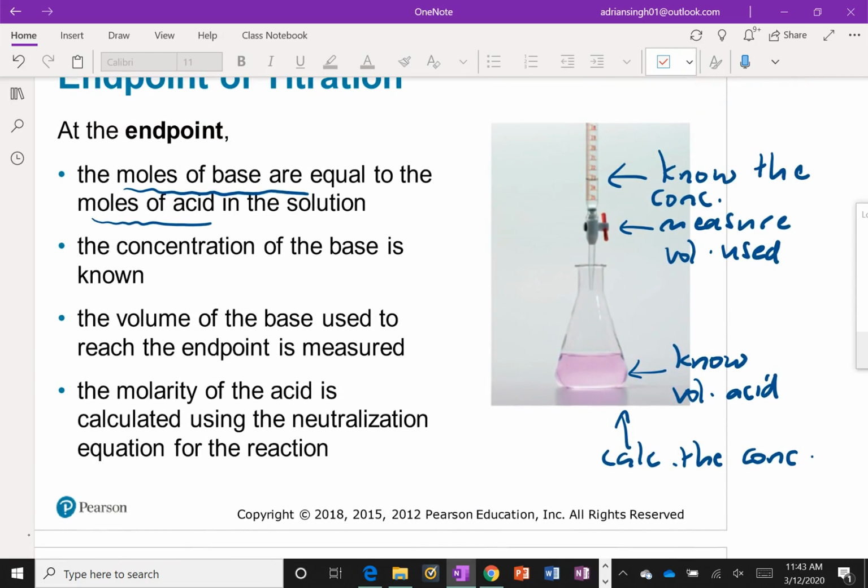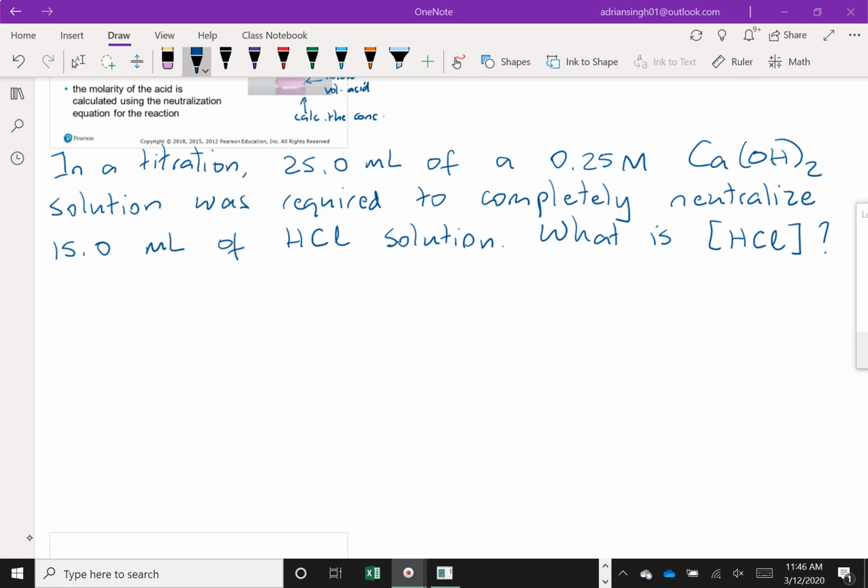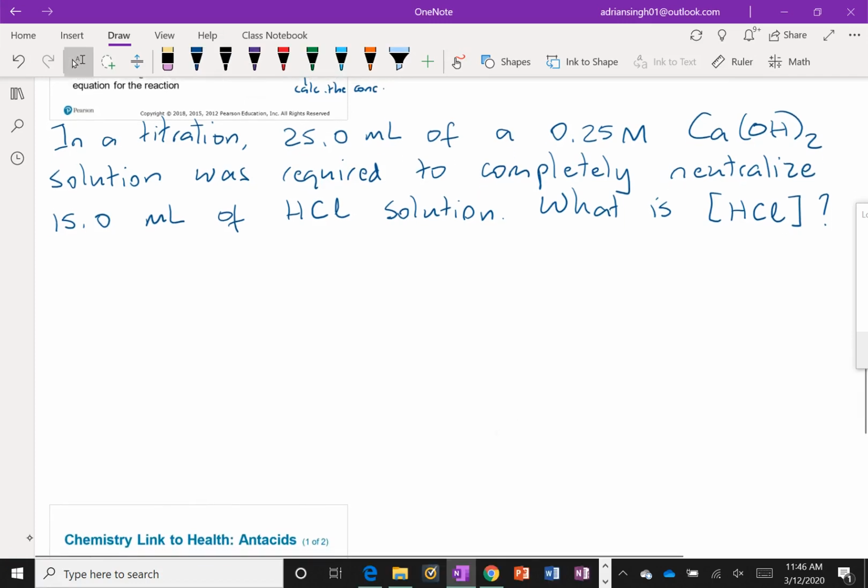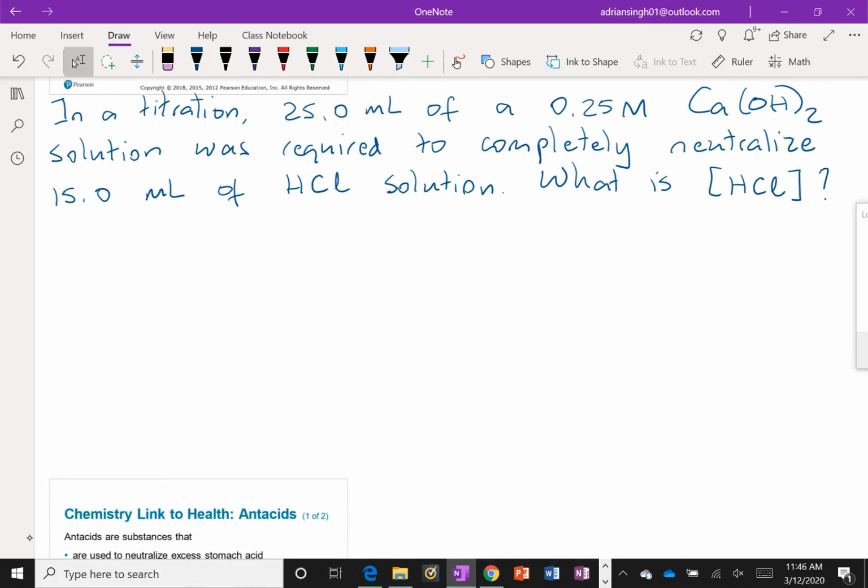So let's take a look at an example to walk you through a typical titration calculation that involves stoichiometry applied to solutions. Here we have an example of how one of these problems could be posed to you. In a titration, 25.0 milliliters of a 0.25 molar calcium hydroxide solution was required to completely neutralize 15.0 milliliters of HCl solution. We need to calculate what the concentration of the HCl is.